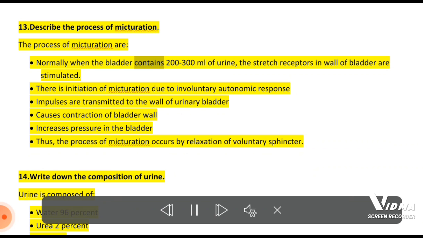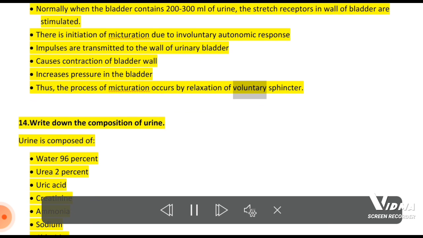Normally when the bladder contains 200 to 300 ml of urine, the stretch receptors in the wall of the bladder are stimulated. There is initiation of micturition due to an involuntary autonomic response. Impulses are transmitted to the wall of the urinary bladder. This causes contraction of the bladder wall and increases pressure in the bladder. Thus, the process of micturition occurs by relaxation of the voluntary sphincter.